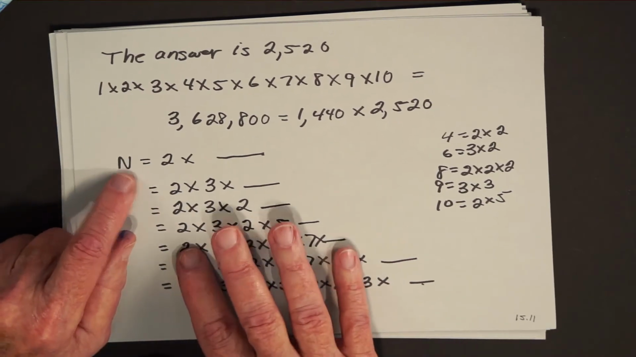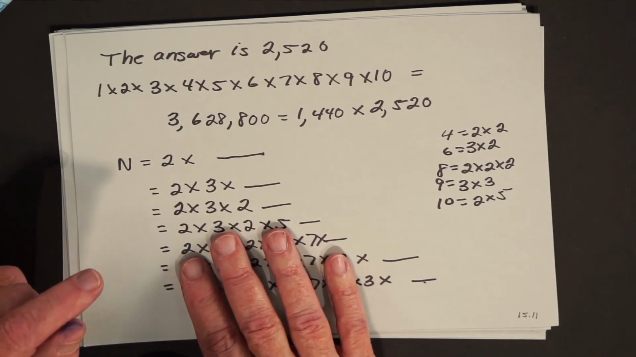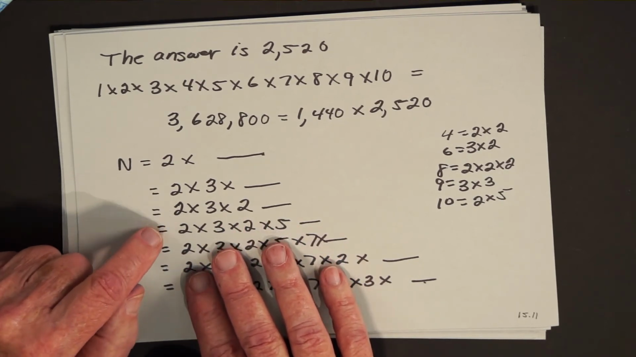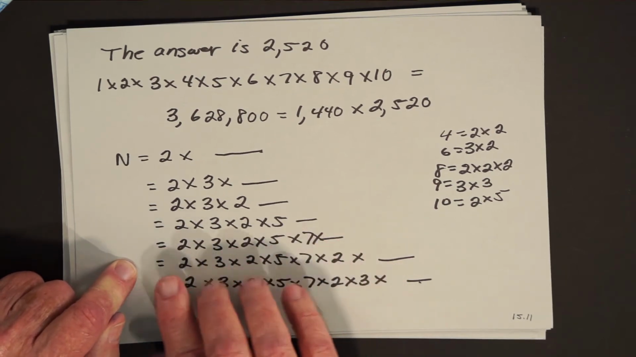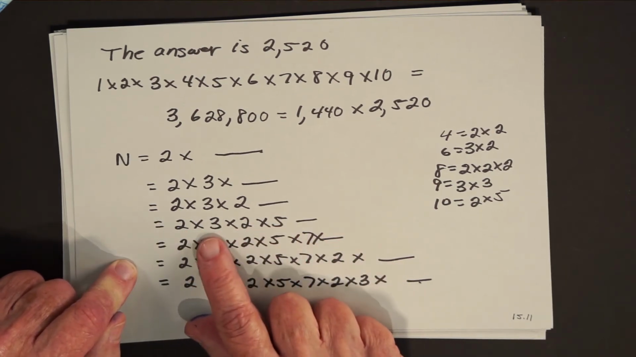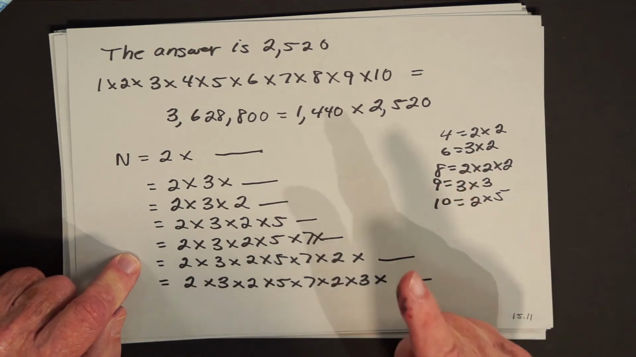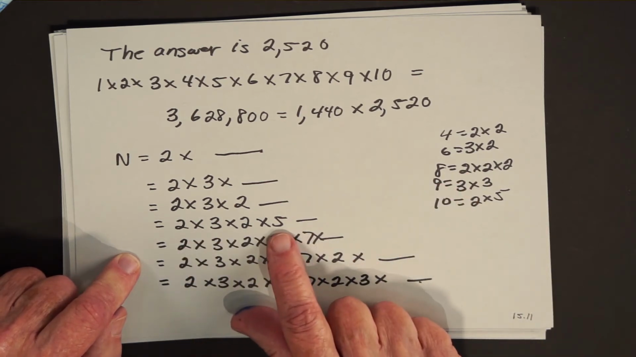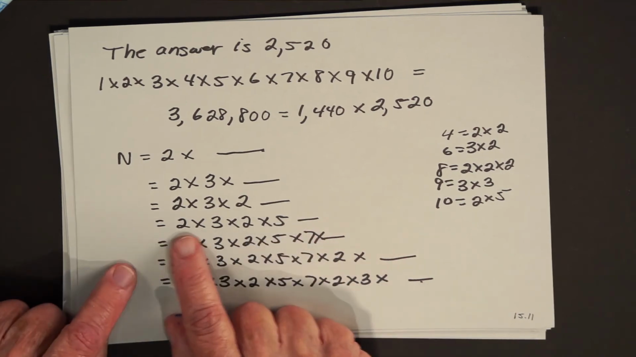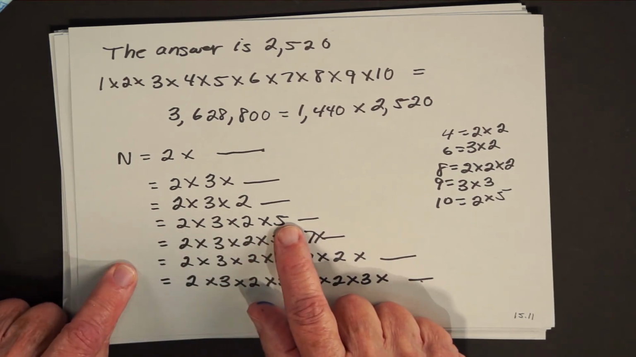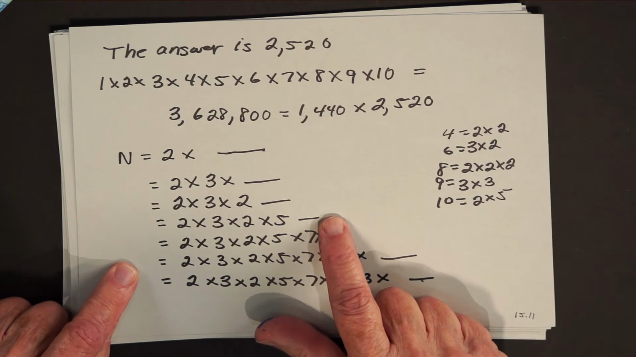6, 12. Now, what do we need to have a number divisible by 5 if we're counting by the multiples of 5? Well, 5 is already a prime number. It doesn't break down any further. So what I'm going to have to do is multiply this number by 5. This part was 12. 12 times 5 is 60.